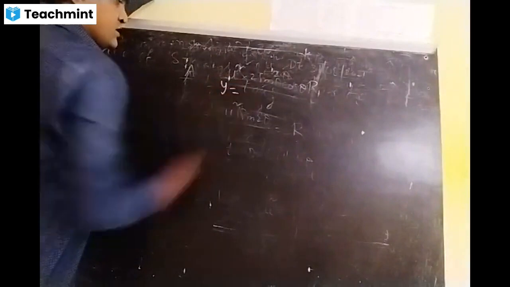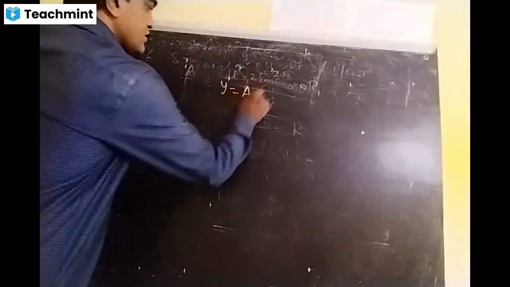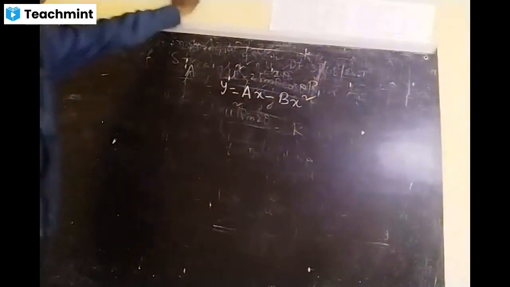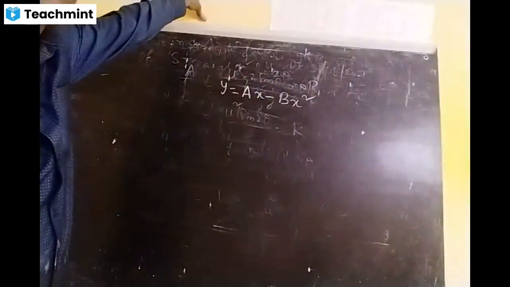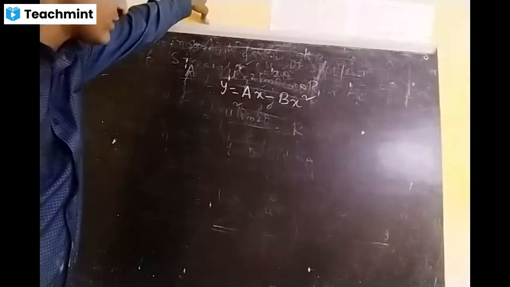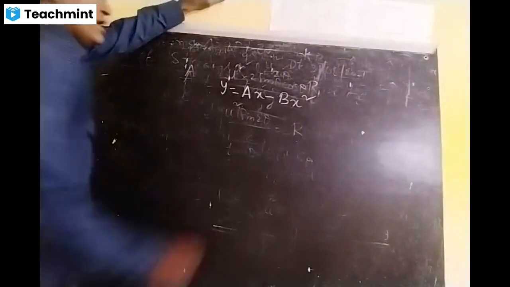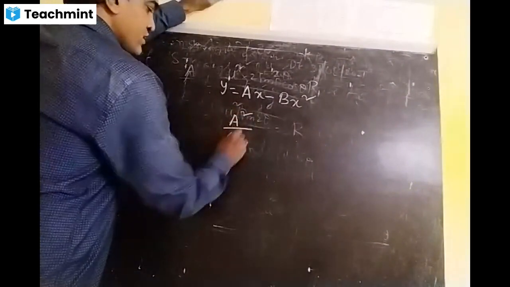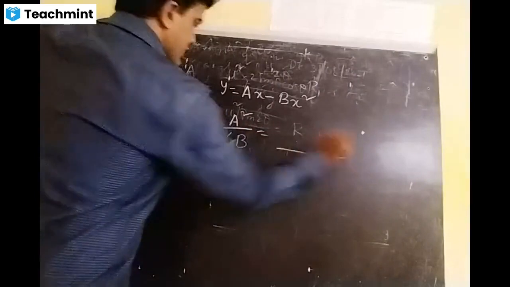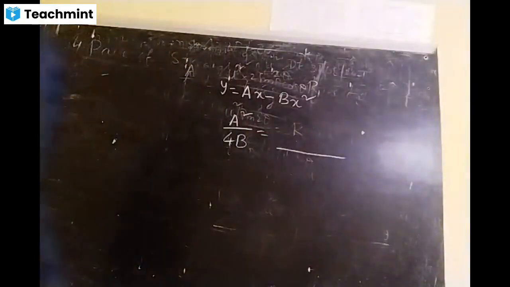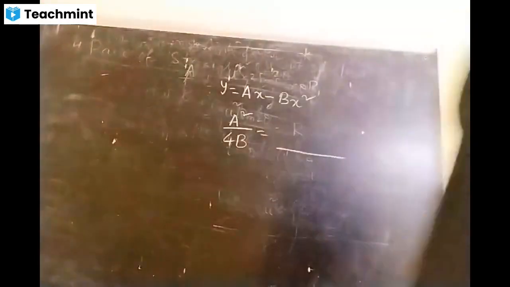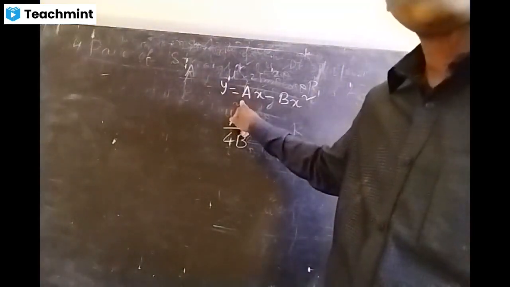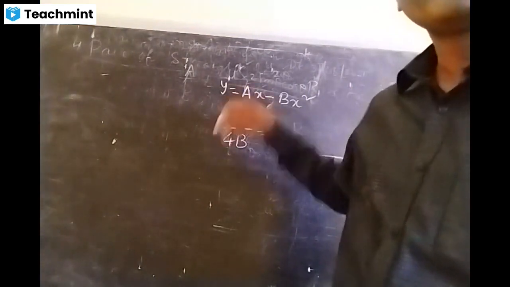Say the equation of parabola is y is equal to ax minus bx square. Fine. And I want a square by 4b is equal to dash. He did not mention anything about a and b values. Whenever this equation is said to be equation of parabola, it is understood what should be the value of a.